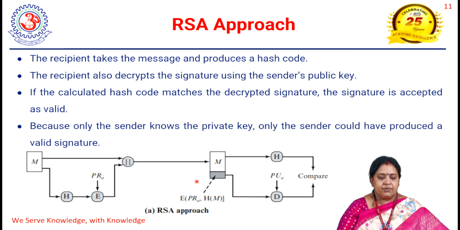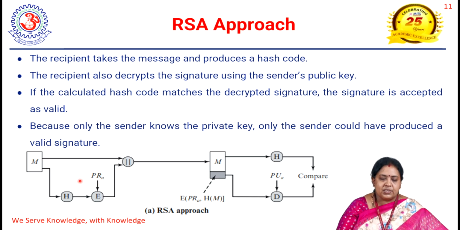In this diagram, we can show the RSA approach. This is the sender side and this is the receiver side. The sender is going to send the message to a hash function so that it produces a hash code. This hash code is encrypted. In order to provide confidentiality and authentication, the hash code will be encrypted using the private key of the sender.